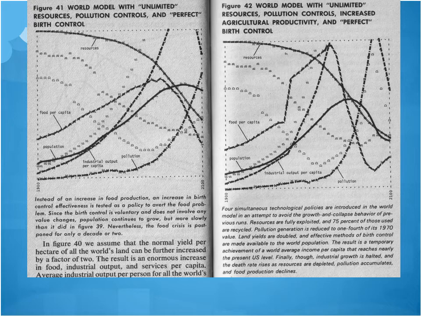So what happens if you have unlimited resources, pollution controls, and now you have birth control? So you have a way to control population by regulating the birth rate of population. Okay, that's the scenario on the left. And the scenario on the right is the same, but it has the increased agricultural productivity, so more food production.